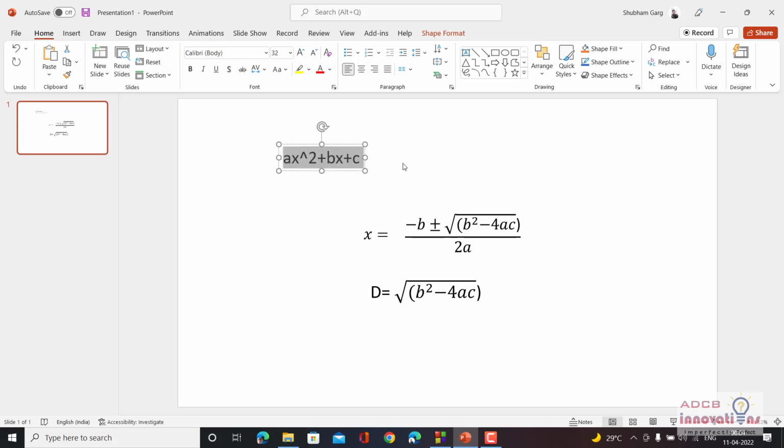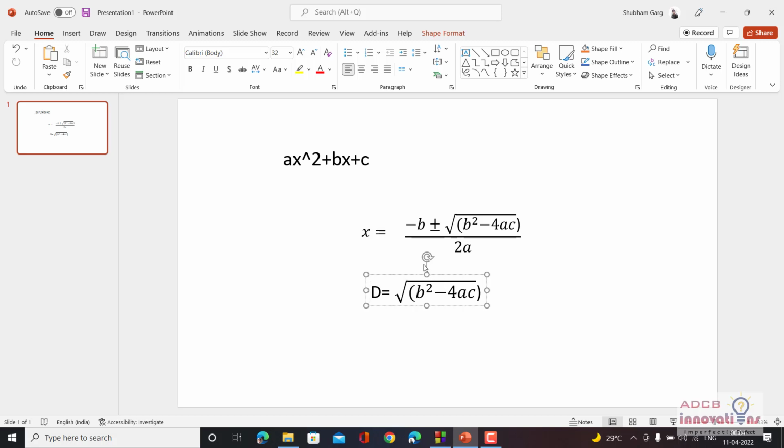Alright, so this is our standard form for a quadratic equation. Now to find the value of x, we have this formula, that is x is equal to minus b plus minus root of b square minus 4ac divided by 2a. Alright, and here this b square minus 4ac under root is the determinant, that is d. So we find d as root b square minus 4ac. Alright, then we find the value of x.